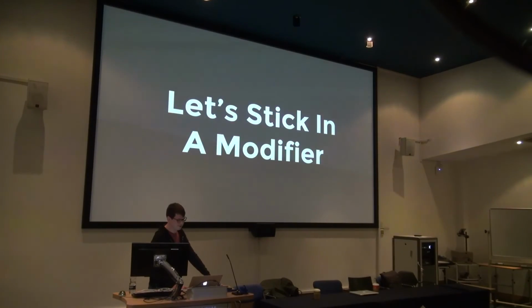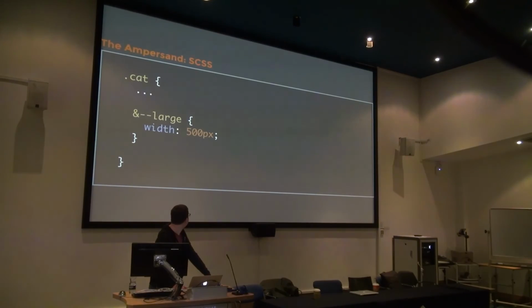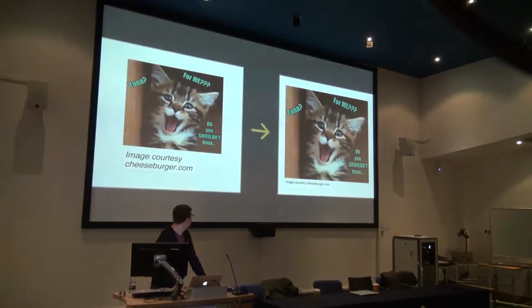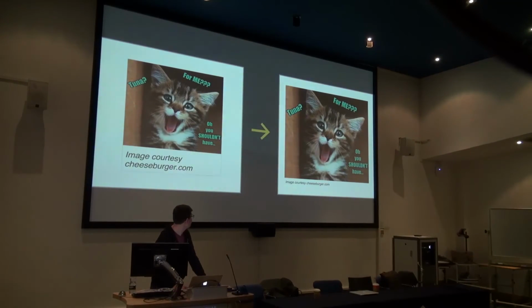So lastly with BEM, I'm just going to put a modifier on there. The cat large modifier that we were looking at before, I'm just setting it to be 500 pixels wide instead of 200 pixels. As you can see, I'm putting it in there at the top, so that's going to cascade down. You can actually put a modifier wherever you want as well, so you could put a modifier on the caption if you like. It doesn't really matter. And then you end up with that much wider cat. Obviously, it makes a much smaller caption in context.